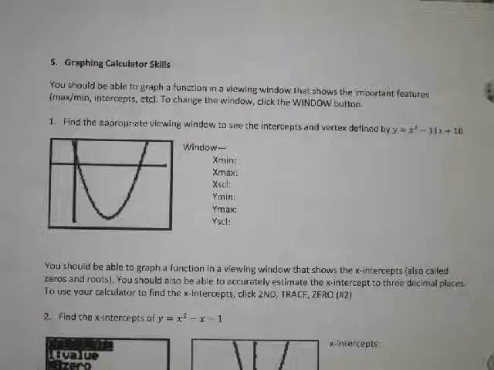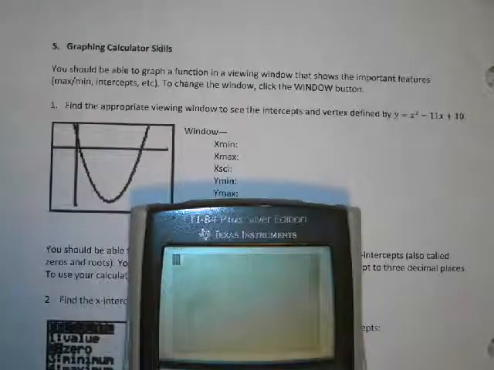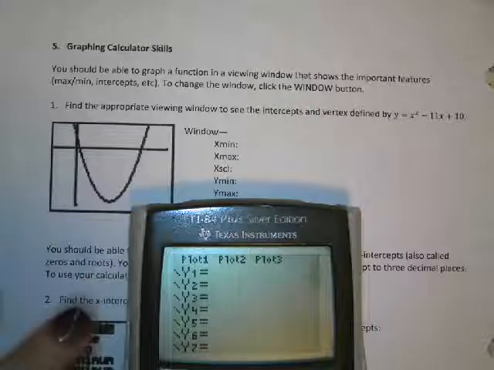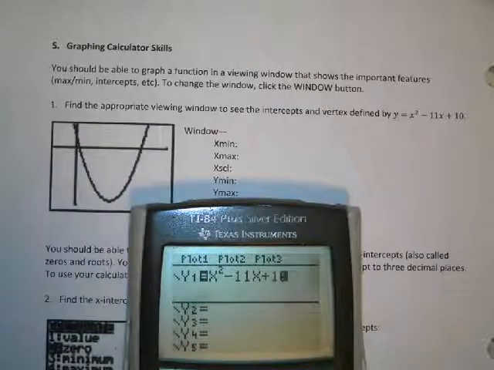All right, for the last two sections, I'm just going to walk through these things with you because there's no extra practice problems. So for the first one, we're going to go ahead and graph this quadratic: x squared minus 11x plus 10.